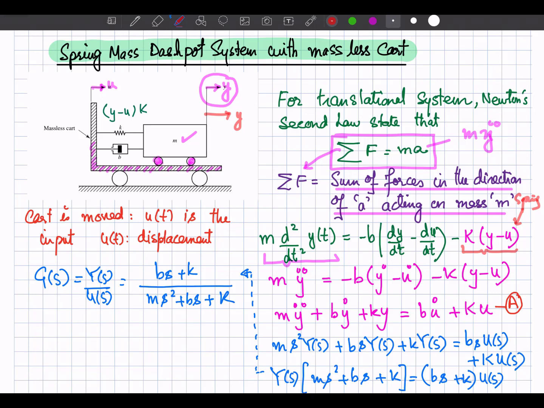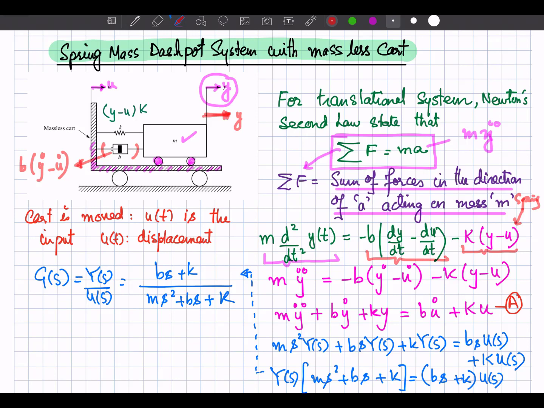And now let's look at the net force because of this damper. So what that will be, this damping constant is b, and as we have considered this direction of the movement, so y dot minus u dot will be the net velocity over here. So that you can see over here, into b will be the force because of this damper, right? So sum of all the forces must be equal to 0, or sum of the forces in the direction of acceleration acting on a mass m must be equal to ma, right?